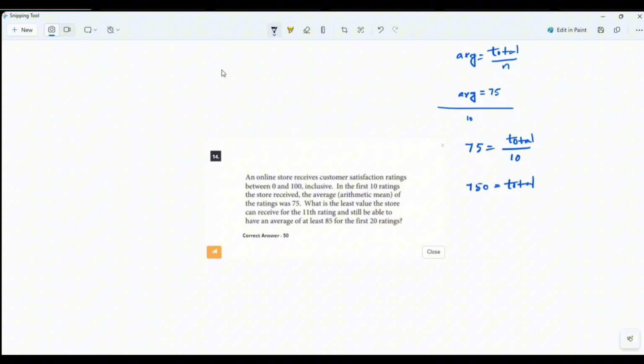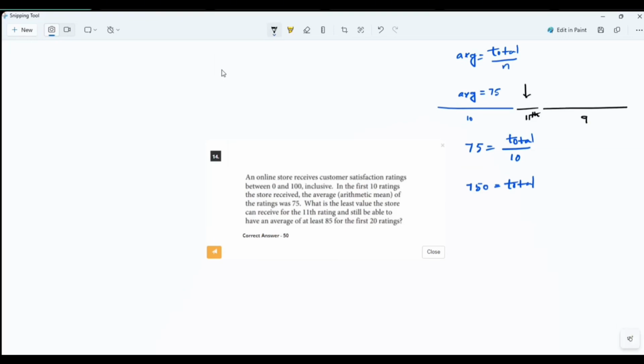What is the least value the store can receive for the 11th rating? So there is this 11th rating here. He's asking what is the least they can receive here, and still be able to have an average of at least 85 for the first 20 ratings. So there are a total of 20 ratings, which means there are 9 more ratings here.